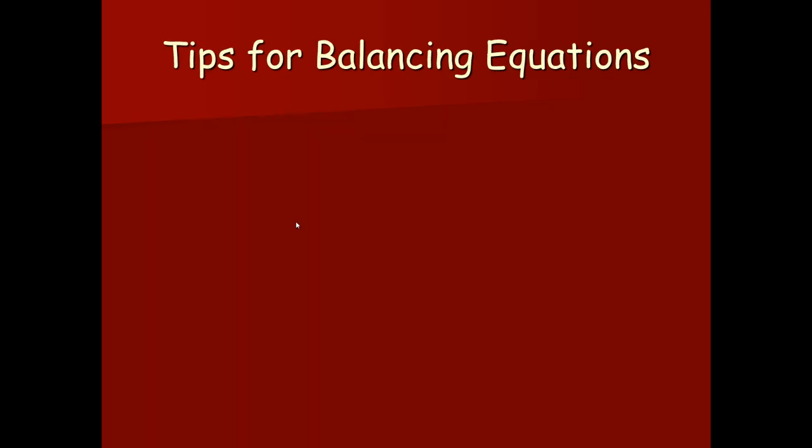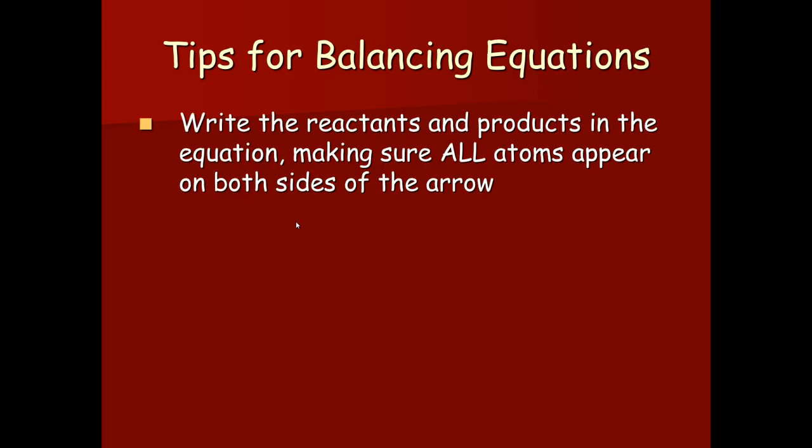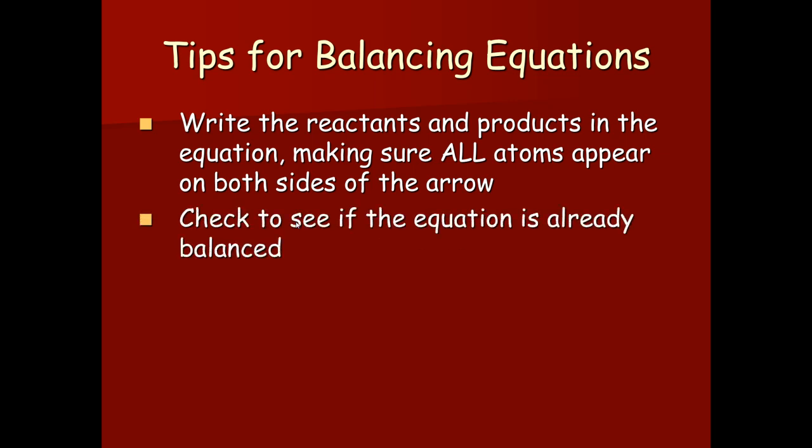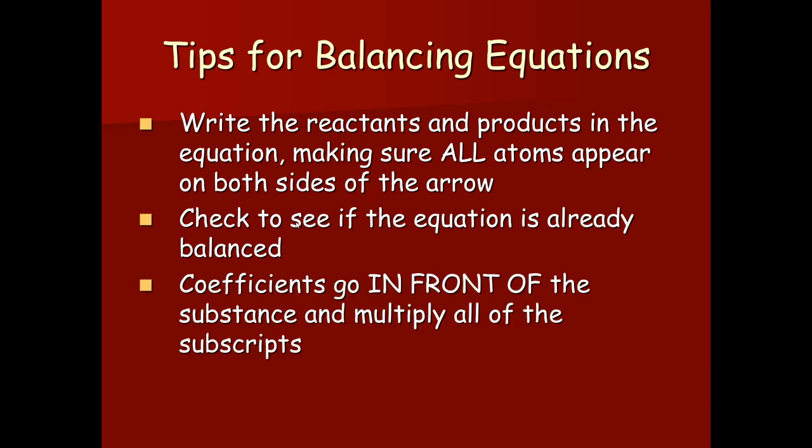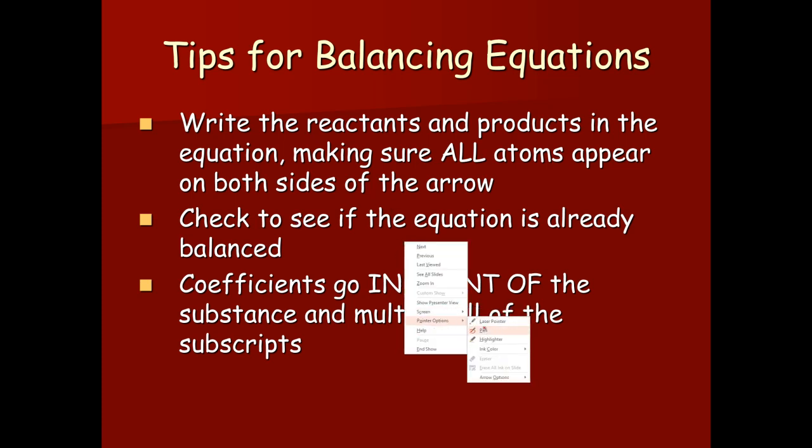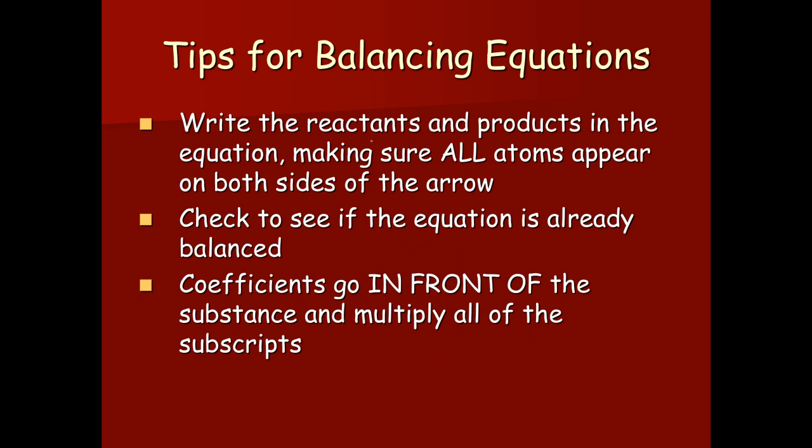All right, so some tips. How do we do it? First, write the reactants and products in the equation, making sure that all the atoms appear on both sides of the arrow. So let's see what we have. Let's see if it's already balanced. If it's already balanced, we don't have to do anything. Let me get my little pointer out here again. First, write the reactants and products.